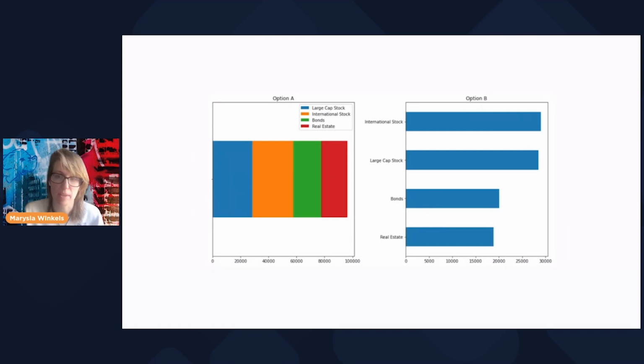And the same goes for this example. Let's say that we have these two graphs. Again, they display the exact same data source, but which one makes it easier to determine which investment has a greater share? In the first one, the blocks look roughly the same size, the blue and the orange block and the green and the red block. Whereas in the second option, option B, it seems pretty clear that international stock is the biggest share of investments here. And this would even be more visible if the background of the graph had been a grid.